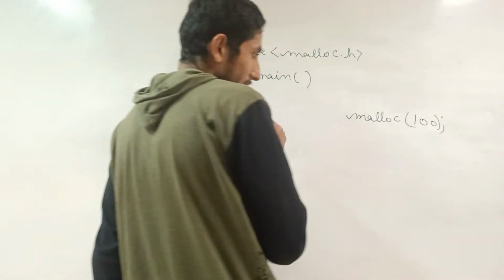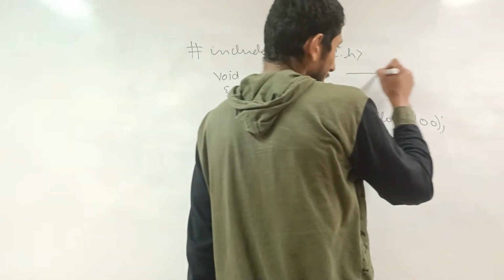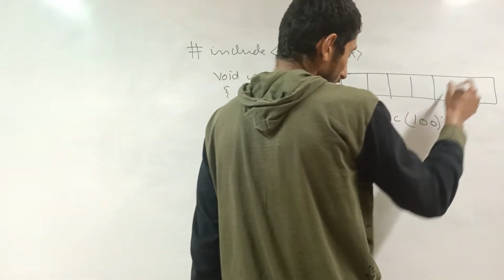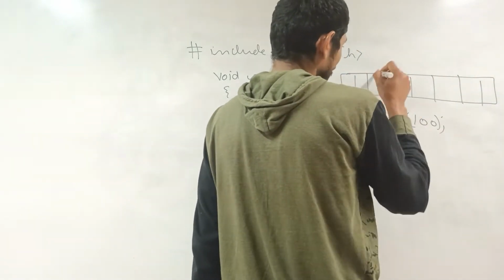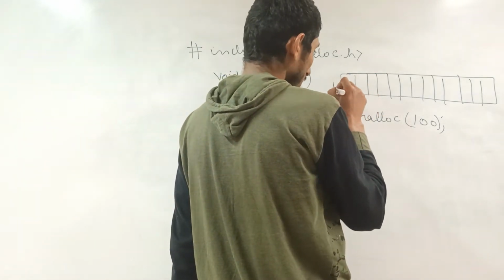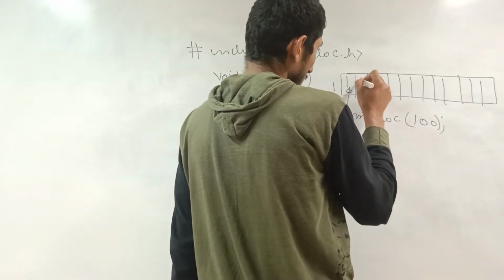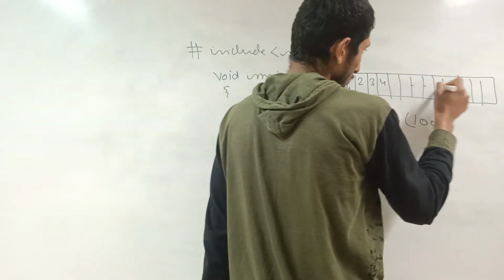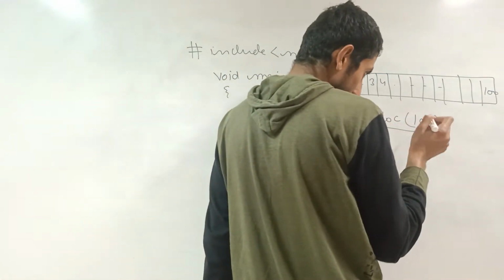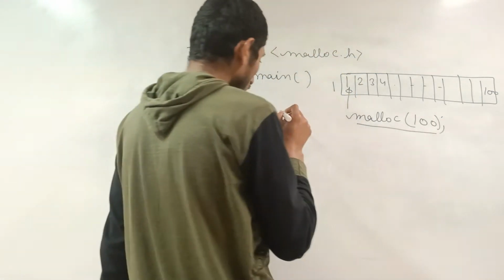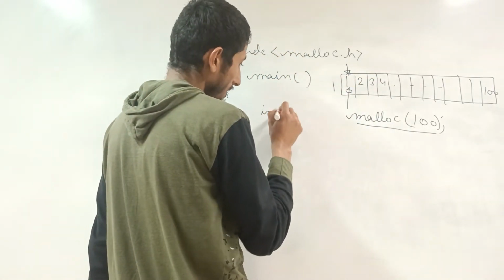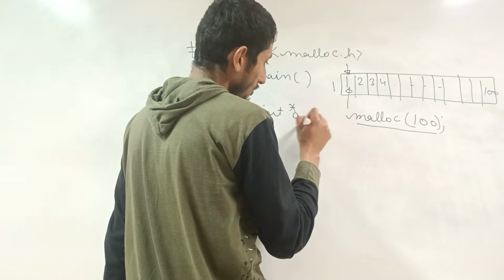What is the meaning of this? The compiler will give me 100 bytes, like this: byte 1, byte 2, byte 3, byte 4, and so on up to 100. So the compiler has given me 100 bytes inside the memory, and I am going to assign the base address of the first byte to A. Are you following this?